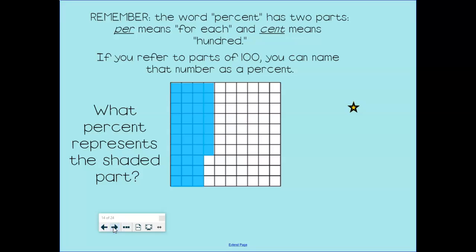Now remember, the word percent has two parts. Per means for each, and cent means 100. So if you refer to parts of 100, you can name any number as a percent. So what percent represents this shaded part? So I have the blue shaded part. To figure that out, I have to count 10, 20, 30, 31, 32, 33, 34, 35, 36, 37. So my percent is 37%.